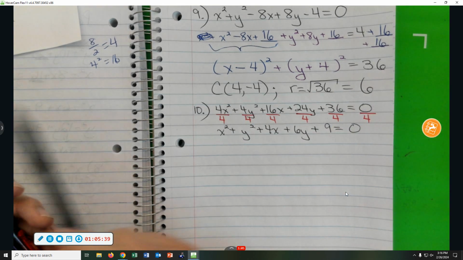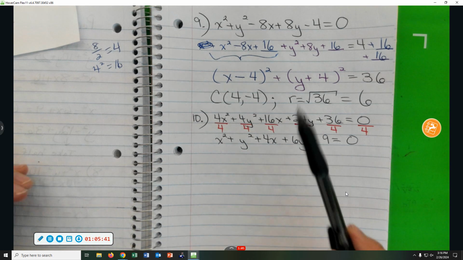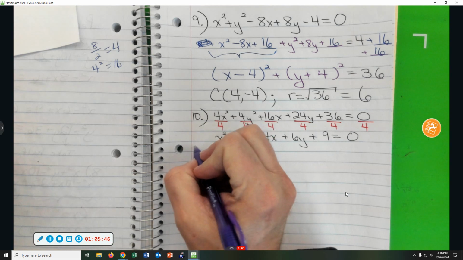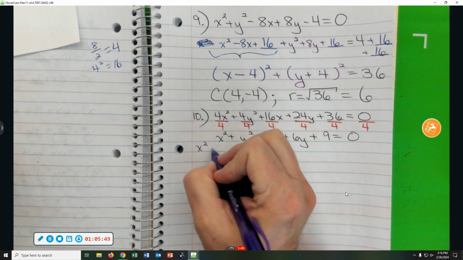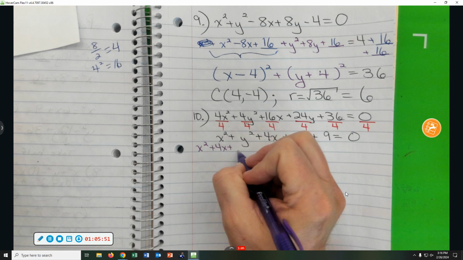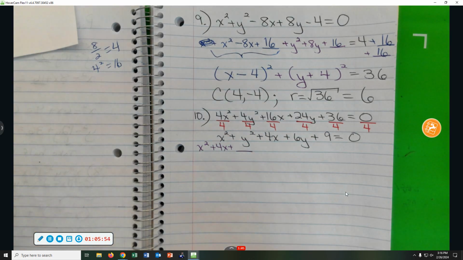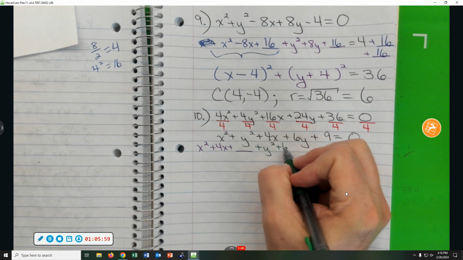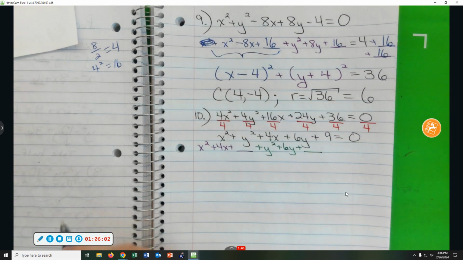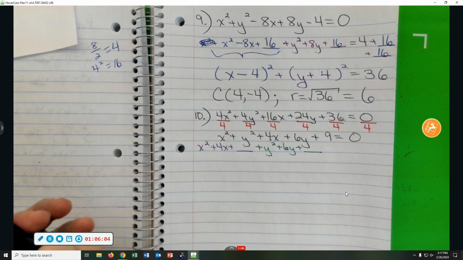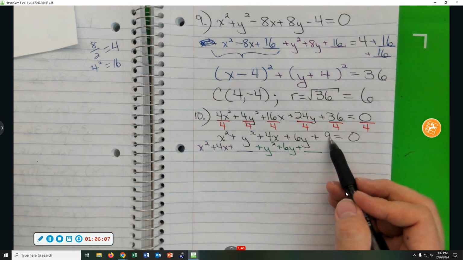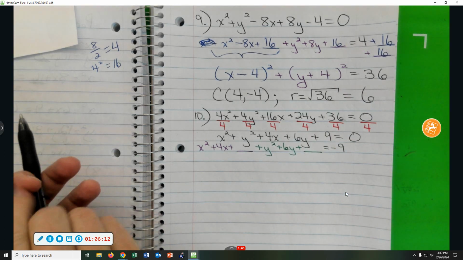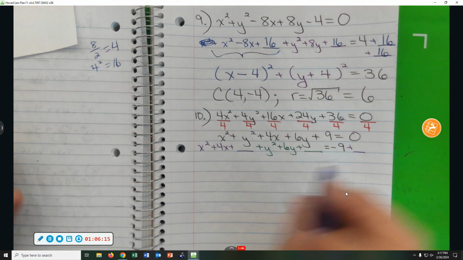Now isn't this problem, doesn't it look just like number 9? Yes. So you group the x terms together. You have an x squared plus 4x plus, skip some space, the y terms. You have a y squared plus a 6y plus, skip some space. What am I going to do with this 9? Move it over to the right to have a negative 9. And you have those 2 blanks there.